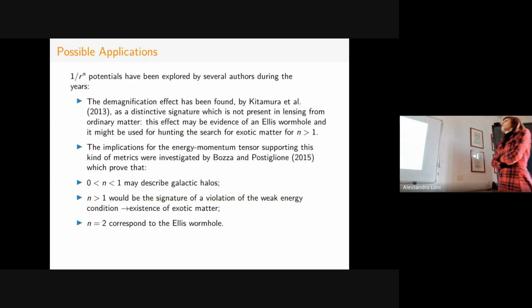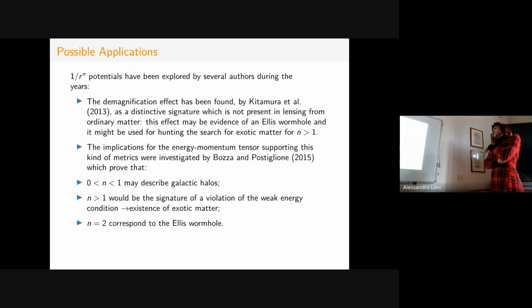Which are the possible applications of this kind of simulation? This kind of potential was explored previously by Kitamura, who found the demagnification effect. The demagnification effect is a signature that is not present when we have ordinary matter. So this effect may be the evidence of the existence of a wormhole. We can use this kind of binary lenses to find the existence of exotic matter, for example. And then there is also the implication for the energy momentum tensor supporting this kind of metric.